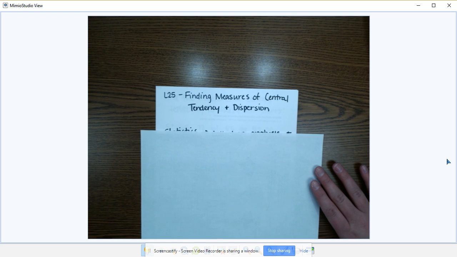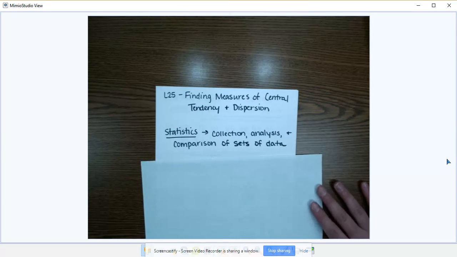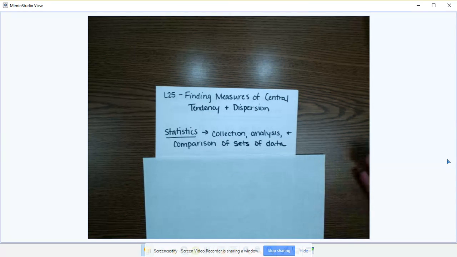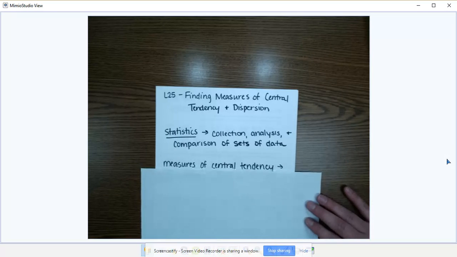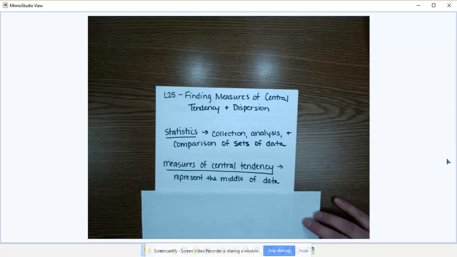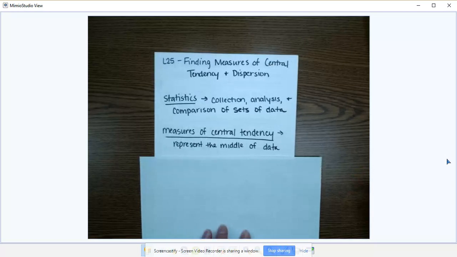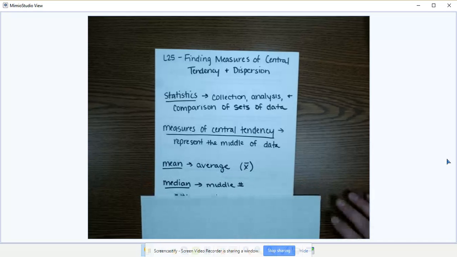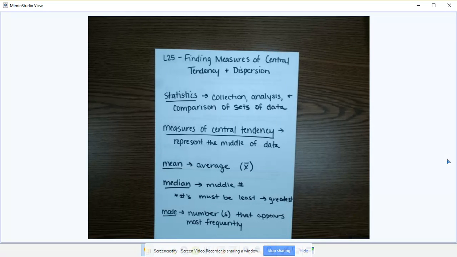Okay, so today we're going to talk about measures of central tendency and dispersion. So, in order to find these, we have to know what statistics are. And statistics is just the study of data or analyzing sets of data. Measures of central tendency are just ways to represent the middle of any data set. So, here are some terms that you've heard of. You probably just didn't know that they were actually measures of central tendency.